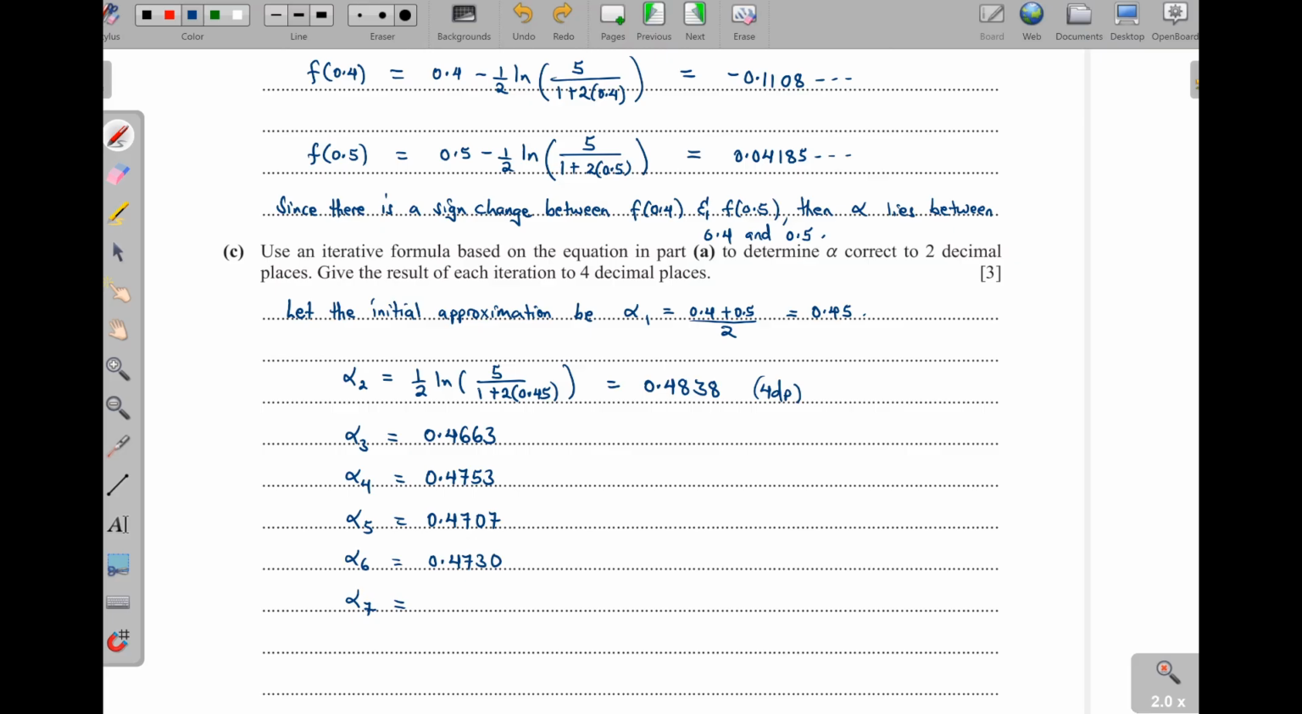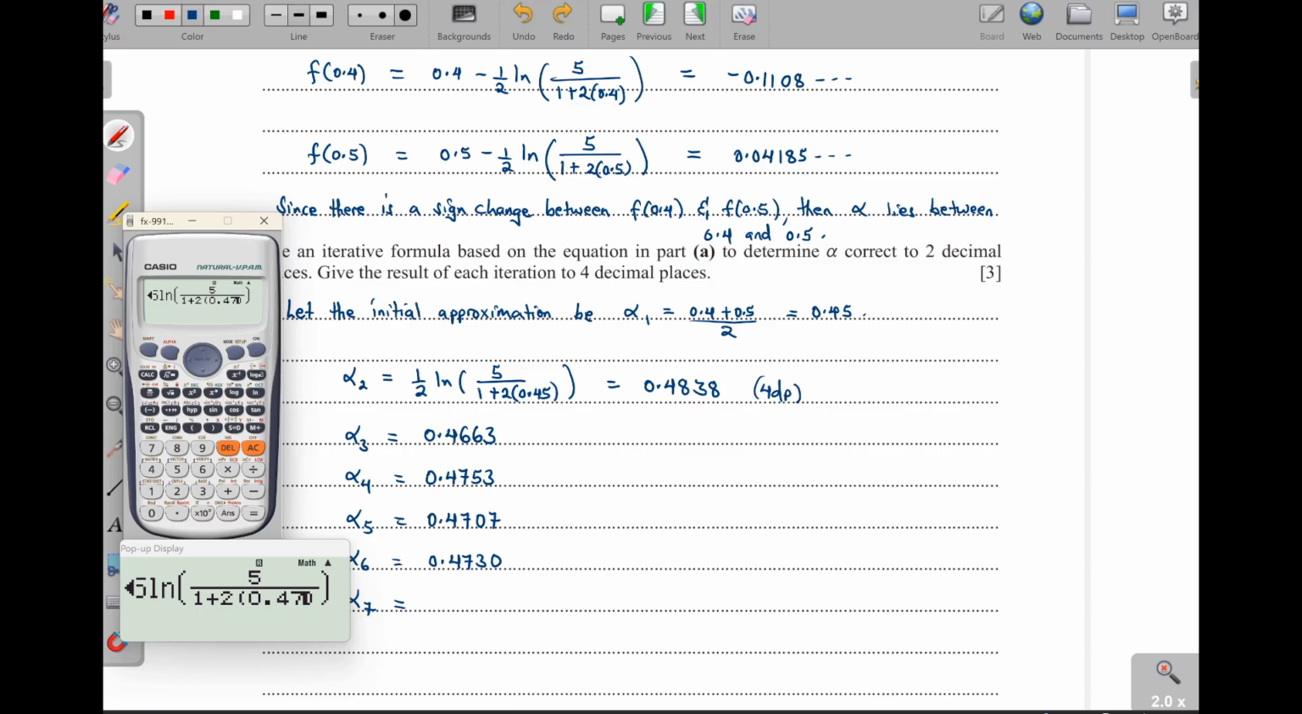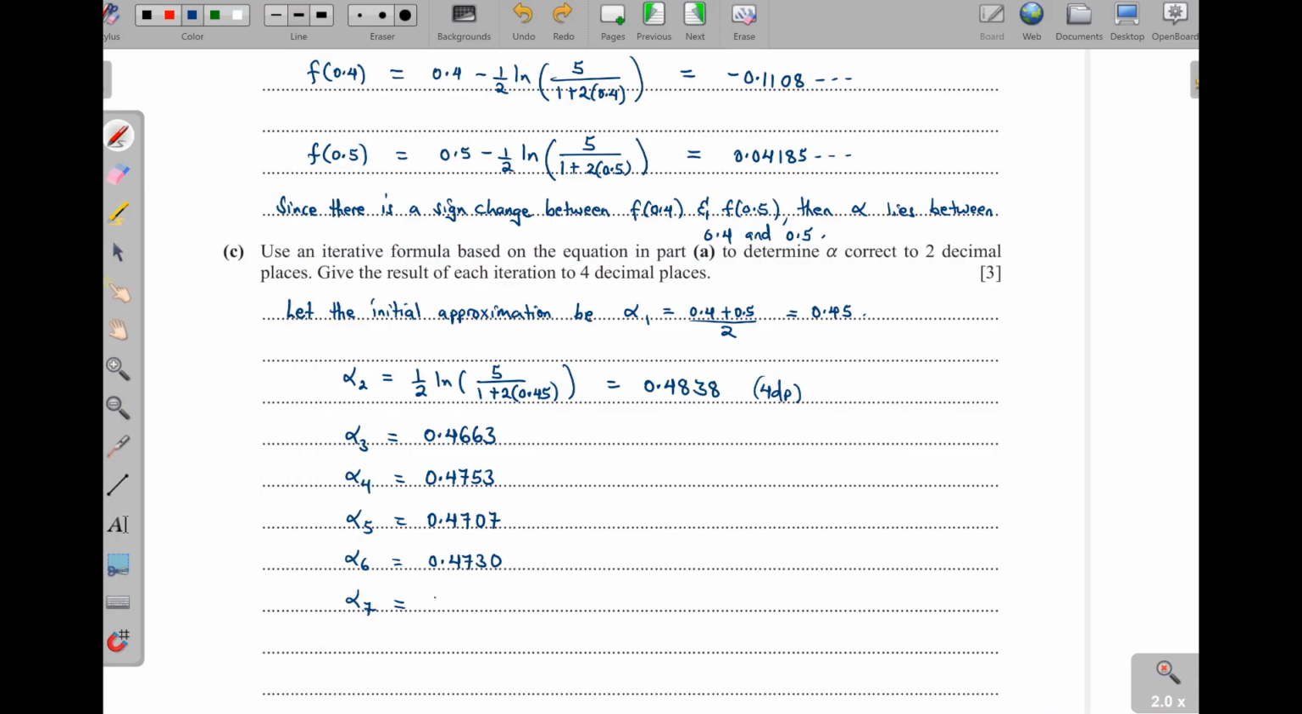So let's continue. I will come back to this and again we have 0.4730. So we have 0.4718. These three are giving me the same value, 0.47 rounded to 2 decimal places. So this therefore implies that alpha is going to be 0.47 to 2 decimal places, and that is that.